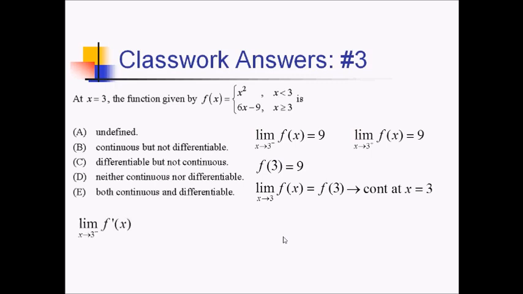The left side limit of f prime at 3 is whatever I get when I plug 3 into the derivative of x squared. So plug it into 2x. That gives us a left side limit of f prime of 6.